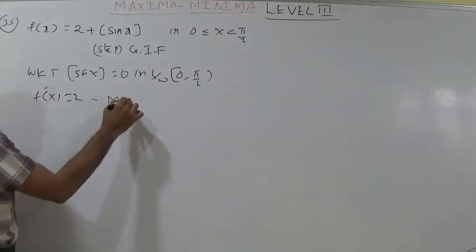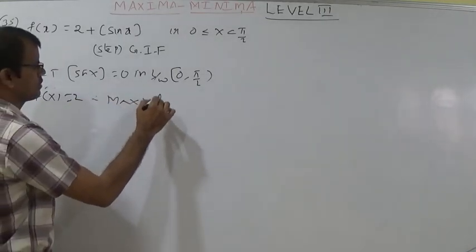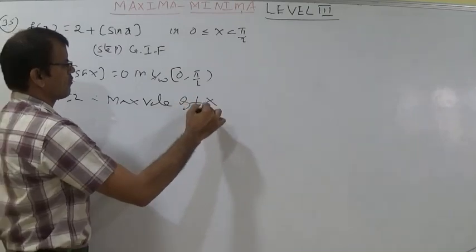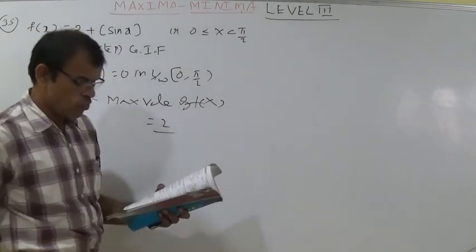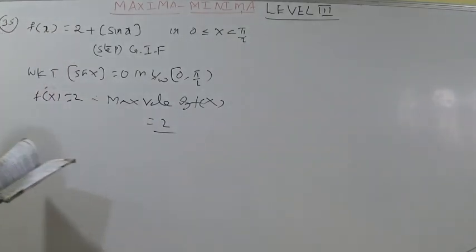Therefore you can write the max value according to the options. Maximum value of f of x is equal to 2. That's all. As the maximum value is equal to 2, it is the second option.